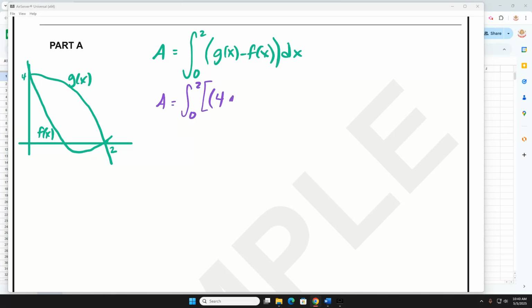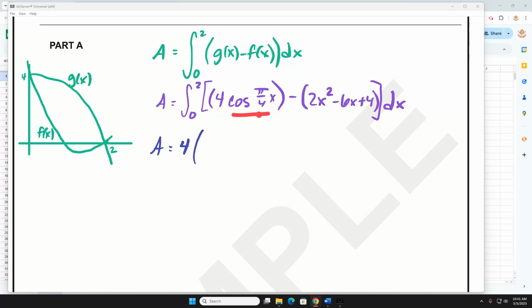So for g, don't forget your dx's, please. I was hoping eventually we would do one where we needed to do what we're about to do, because we've been practicing them where we haven't really had to. Okay, so we're going to multiply by 4. And then we're going to find the antiderivative of the cosine of pi over 4 x.